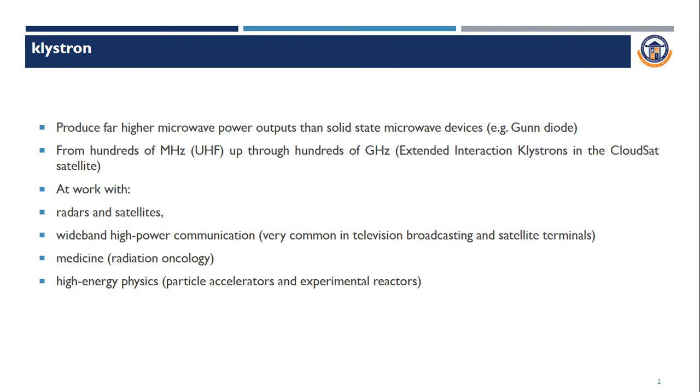So what is a Klystron? It is nothing but a device used to produce a high power microwave source. Gunn diode and IMPATT diode, read diode are also used for generating microwaves, but they give low power microwaves. So the Klystron gives high power microwaves. The range is from hundreds of megahertz to gigahertz.